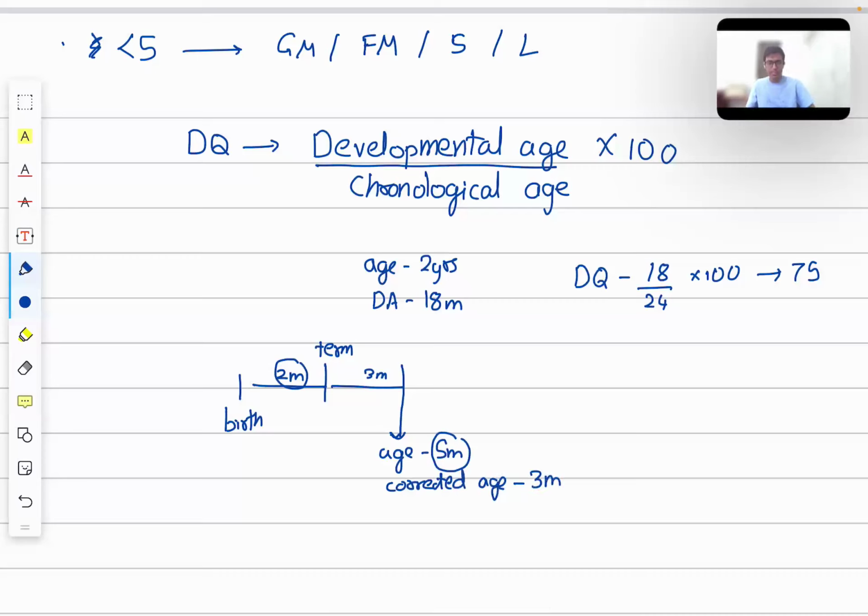So this correction has to be used up till 2 years. After that, this correction doesn't have to be followed. Basically, when your child is 2 months preterm and his corrected age is 3 months, expect him to have all the developmental milestones which a normal term baby will have at 3 months. Okay. A developmental age, when I say that the developmental age is 3 months, it means that the child is able to do what a 3 month old can normally do.